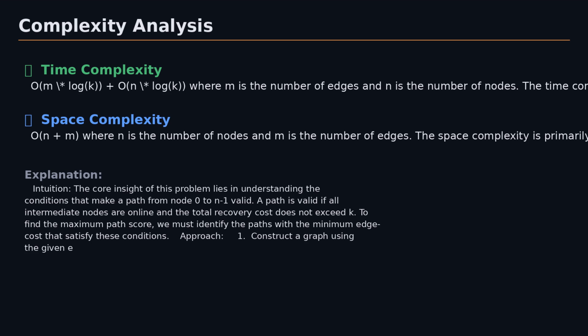The space complexity is O(n + m), where n is the number of nodes and m is the number of edges. The space complexity is primarily due to the adjacency list representation of the graph and the priority queue used in Dijkstra's algorithm. That's it for today's problem, Network Recovery Pathways. I hope you liked the explanation and the walkthrough of the solution.